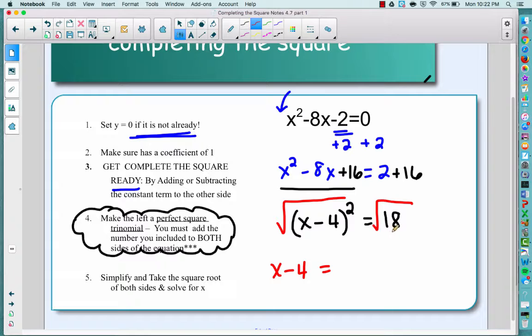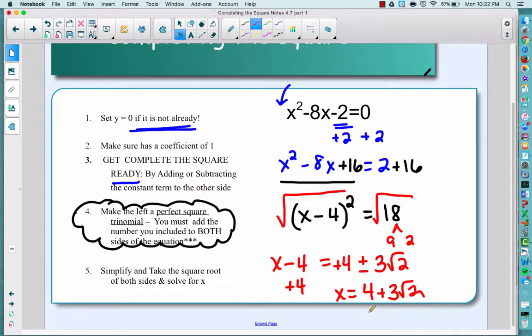All right, square root of 18, we learned to simplify. This can be simplified into 9 and 2, so it's going to be plus or minus 3 root 2. Then I add the 4 to solve for x, and I put it in front. So my answers are 4 plus 3 root 2 and 4 minus 3 root 2.